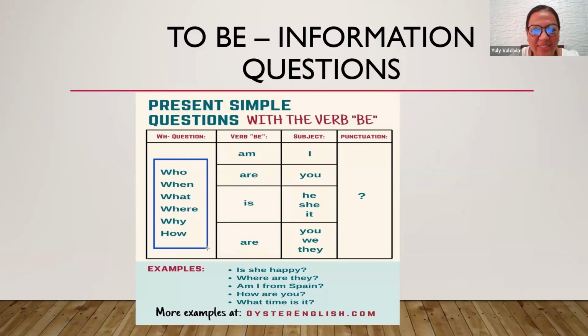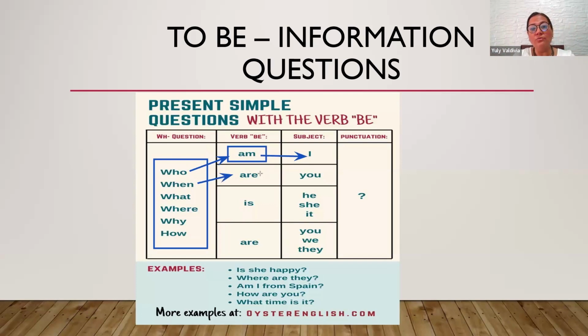And take a look at this. We use who, when, what, where, why, how, but we keep the form, remember? When we use the affirmative form, we say I am. But since this is a question form, we keep it like that. Who am I? Wonderful. Let's use this so we can fully understand this. Who am I?